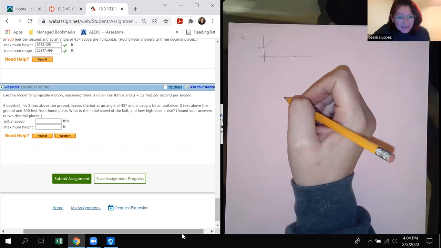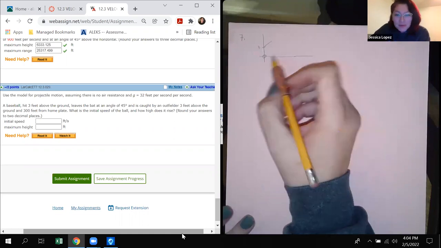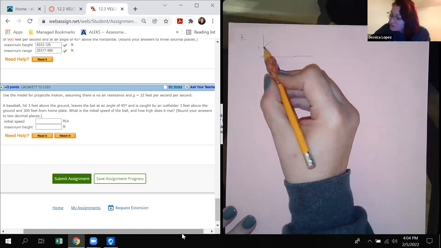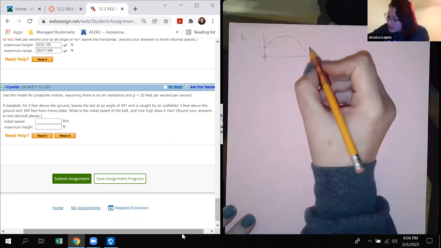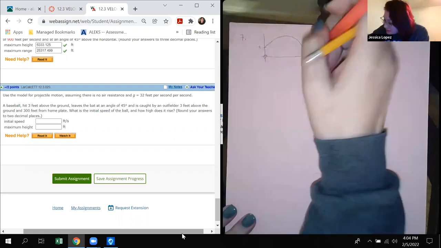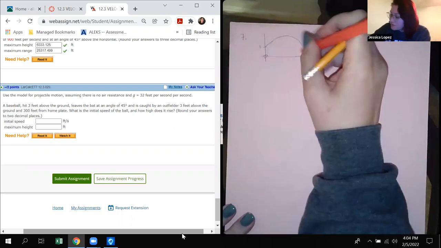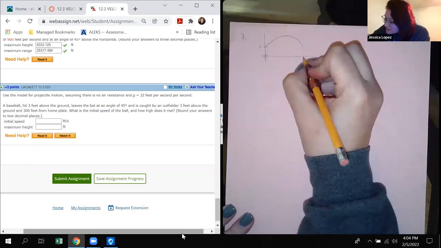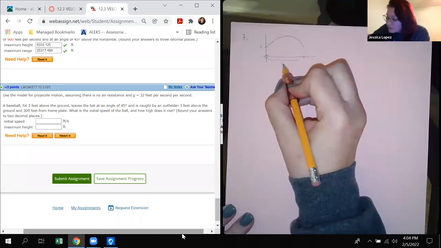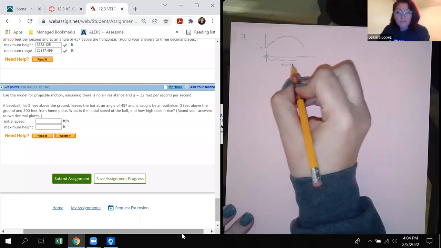Let's say home plate is here, the guy hits the ball, and it flies and comes down. When it comes down, the guy catches it 3 feet from the ground right here. And this distance is 300 feet away from home plate, okay?